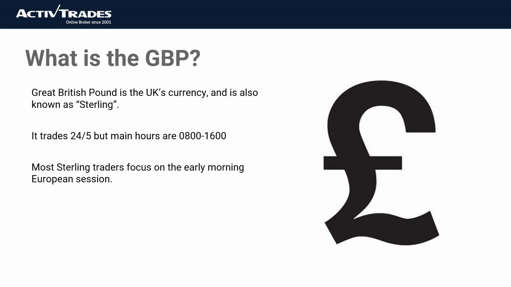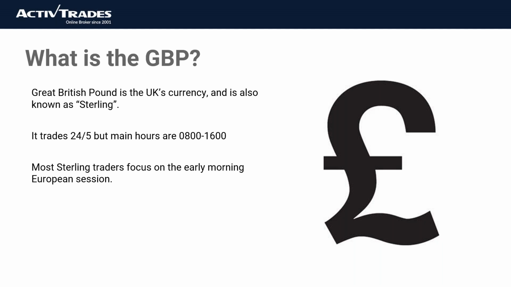So let's have a look. For those of you who are completely new to trading, completely new to any engagement with markets, GBP, Great British Pound, is the UK's currency and is also known as sterling. So you will probably hear me interchange between GBP, Great British Pound and sterling in this session, just so you're aware. It does trade 24/5, but what I would suggest is the main hours are UK hours of 0800 to 1600, 8 in the morning till 4 p.m.